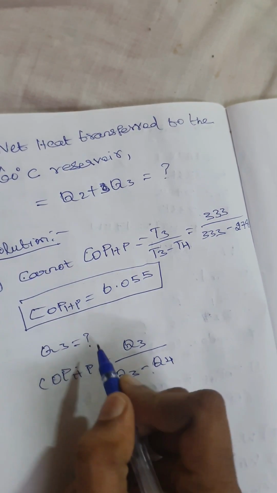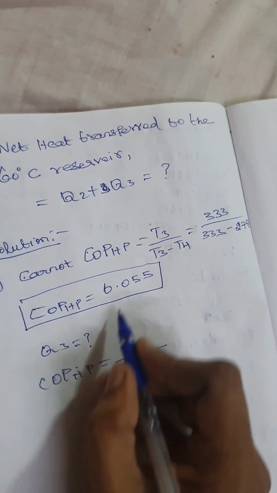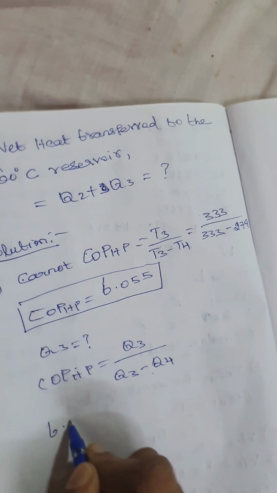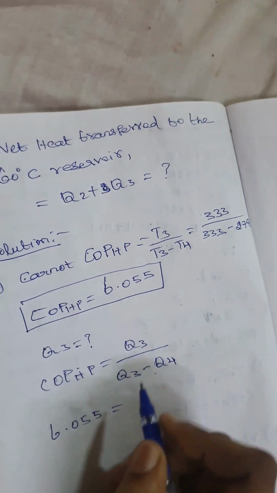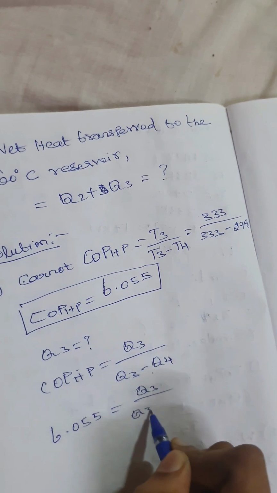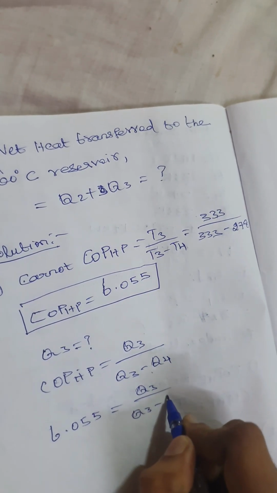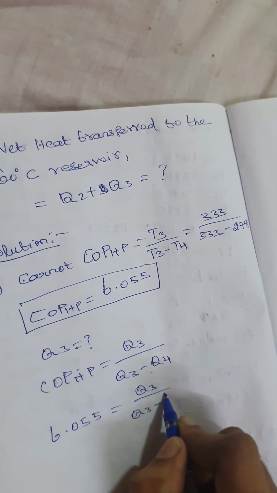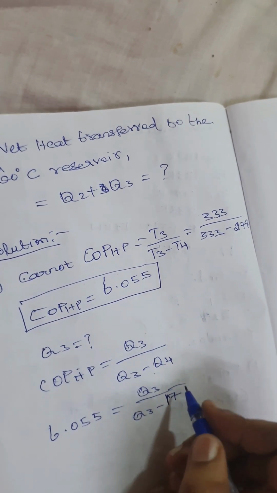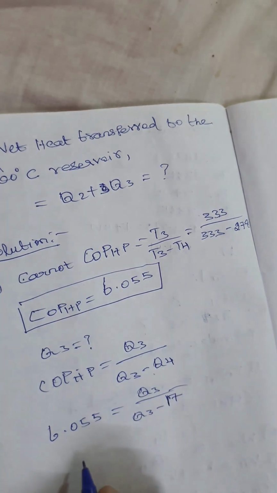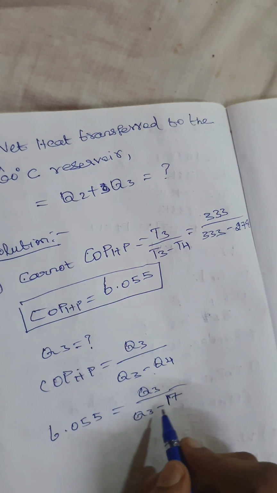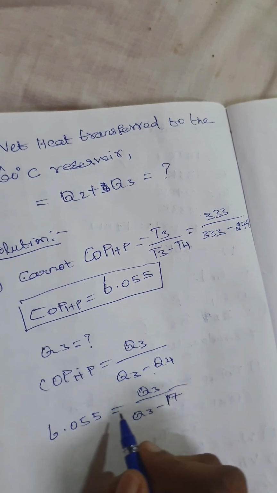You are going to find out here the COP value, which we found to be 6.055. Now we have to find the Q3 value, and the Q4 value which is given in your question is 17 kilowatt. So here we can easily find out the Q3 value.